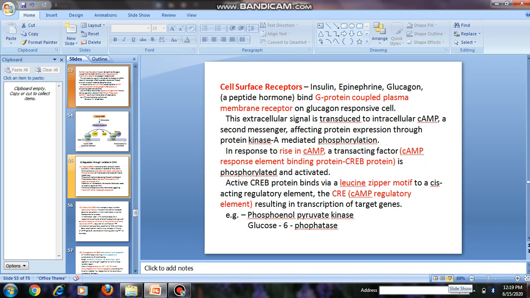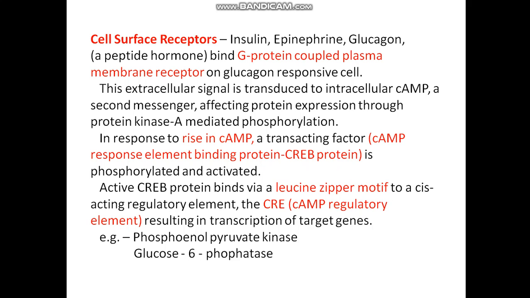Cell surface receptors: insulin, epinephrine, glucagon bind to G protein coupled plasma membrane receptors, and this extracellular signal is transduced to intracellular cyclic AMP, which functions as a second messenger. A rise in cyclic AMP causes the trans-acting factor, the cyclic AMP response element binding protein, CREB, to be phosphorylated and activated by protein kinase A.